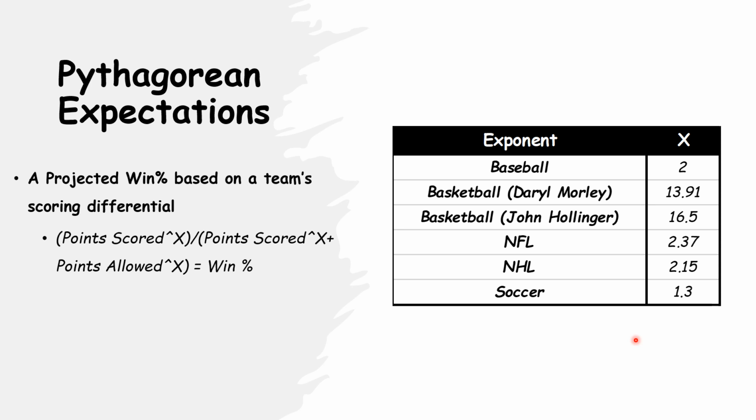So usually the Pythagorean expectation is a good indicator for a team if they are playing over expectations or under expectations. And this is good for betting on futures like team win totals.